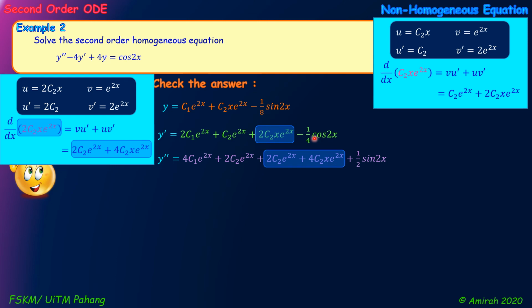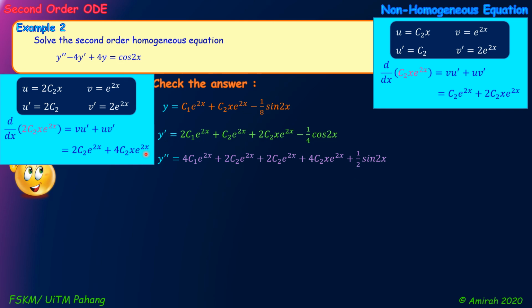Okay, and then to differentiate negative 1 over 4 cos 2x, we don't need to use product rule, because this is multiplication between constant and function. So we still have constant negative 1 over 4 in front, and then we differentiate cos 2x, we get negative 2 sine 2x, and negative 2 we multiply by negative 1 over 4, that's why we get positive 1 over 2 after we simplify.